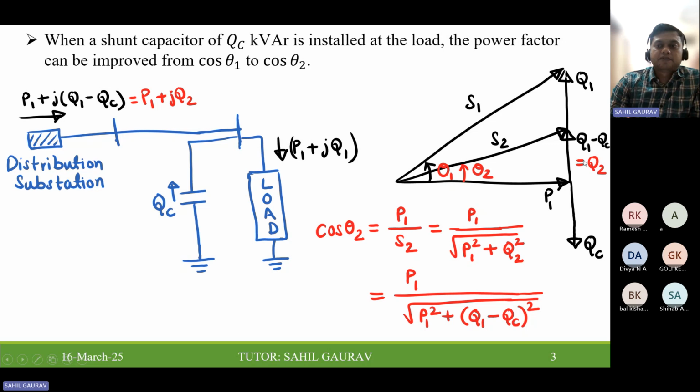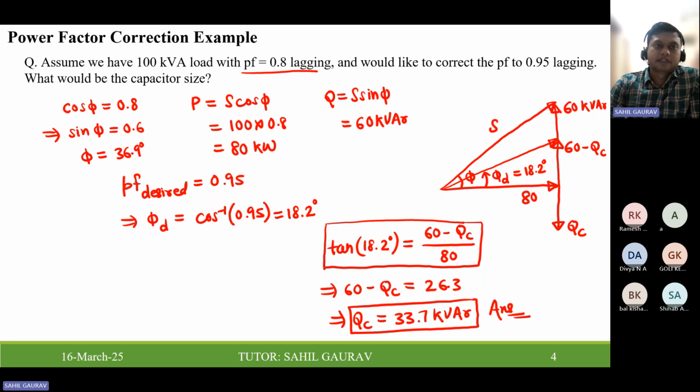If you want to make the unity power factor of the feeder, then whatever the load demand, you should supply all of it from the capacitor. Suppose you have to make the feeder power factor unity, then theta 1 should be reduced to 0. In this case, we have taken that theta 1 is reduced to theta 2. This concept will be more clear when we solve the problem based on power factor correction.